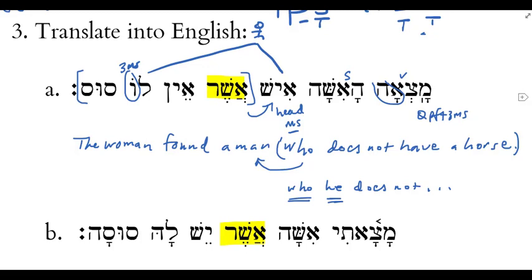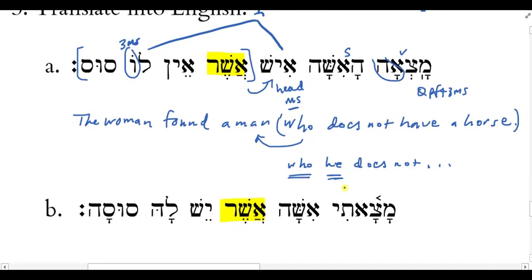Right. Yeah, he calls it a relative pronoun, but it's not a pronoun. In Hebrew, we see pronouns change their form, don't they? They indicate person, gender, number, right? "Asher" is just invariant. It never changes.